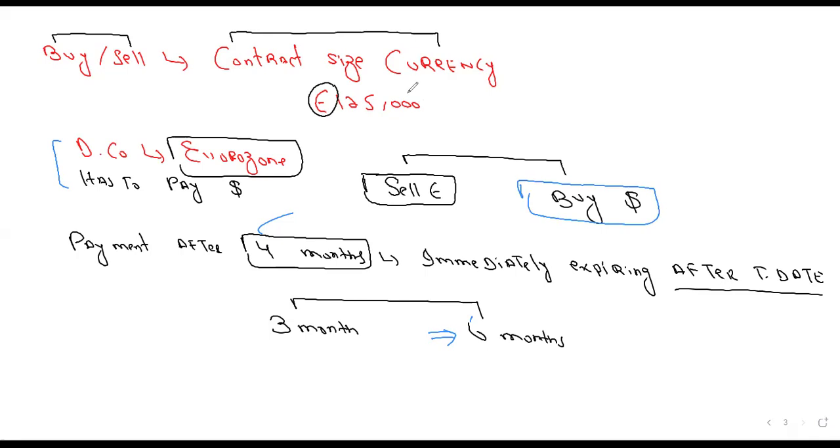contract size currency. If I modify this, and the contract size currency given to you was the dollar 125000, and you bought the dollar, then it will be a buy future. Whatever you are doing with the contract size currency, that will be your buy or sell.